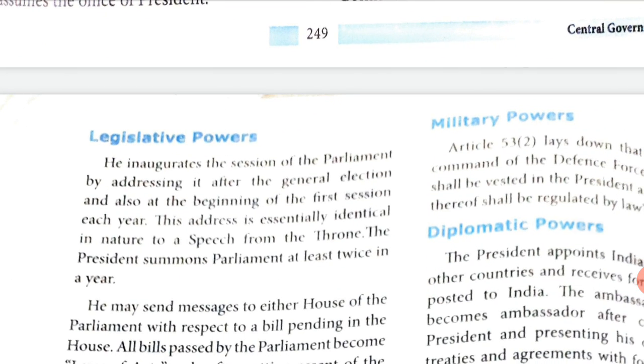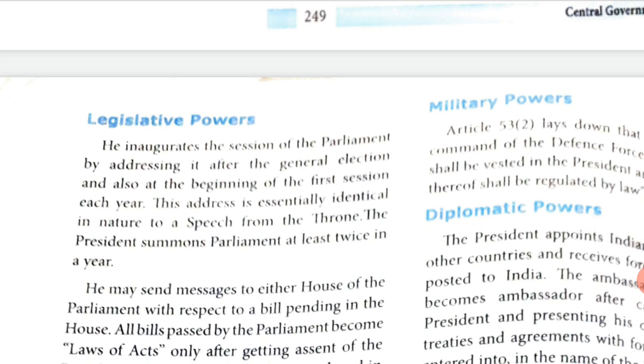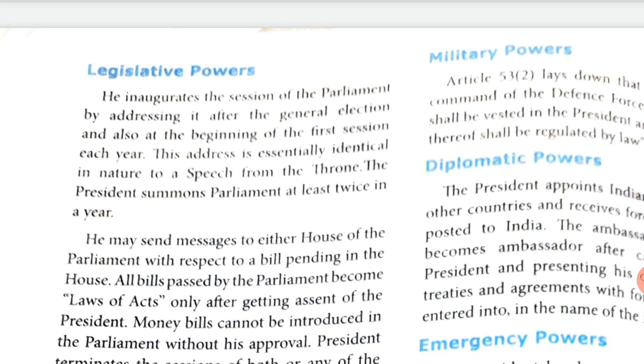Legislative powers. Legislature means law. He inaugurates the session of the parliament. So when the parliament comes together on the first day, the inauguration is made by the president by addressing it after the general election. When will the parliament come into force? After the general election is over, the members are elected and then they go to the parliament. That time the first inauguration is done by the president, and also at the beginning of the first session of each year. So now you know that the term can be 5 years. During that, every year the first session will have his address.